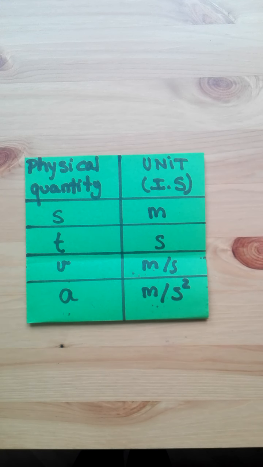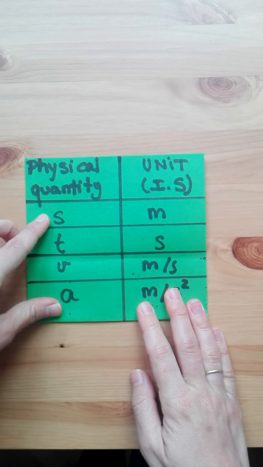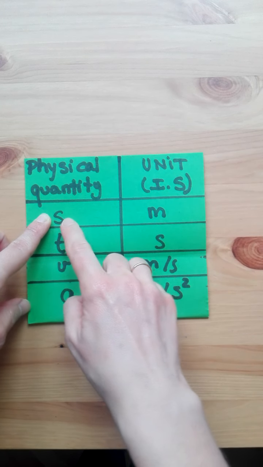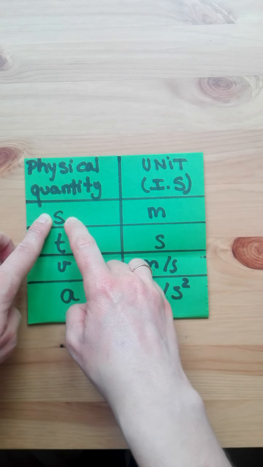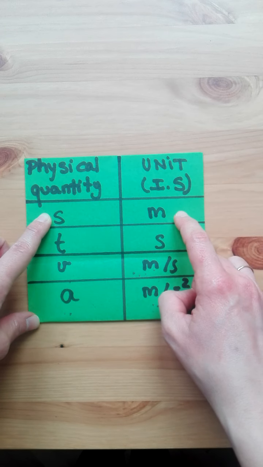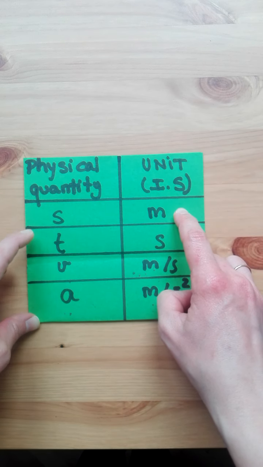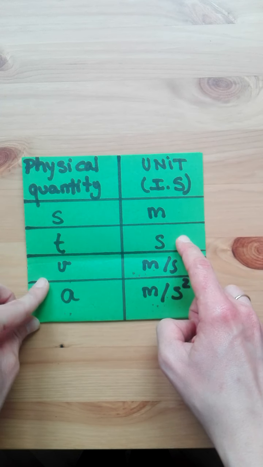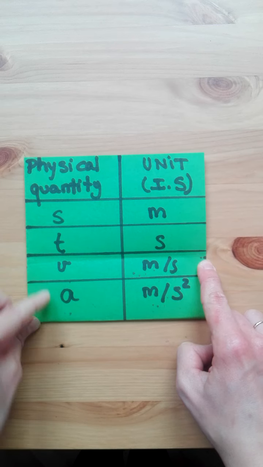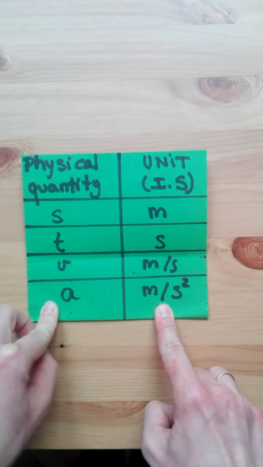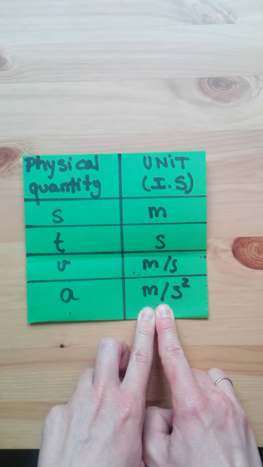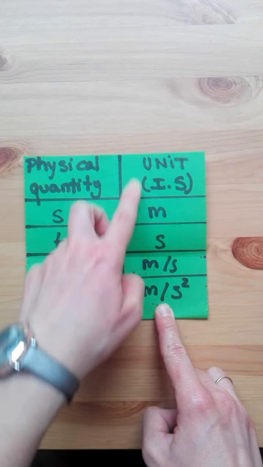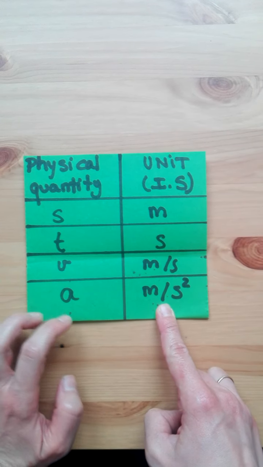Here you have the units in the International System of Units for each of the quantities that appear in these equations. For the position or the distance traveled, we usually represent it with an S of space. We use the meters, okay, in the International System of Units. For the time, we use the seconds. For the speed, the meters per second. And for the acceleration, be careful with this, meters per square second. Okay, these are the units in the International System of Units.